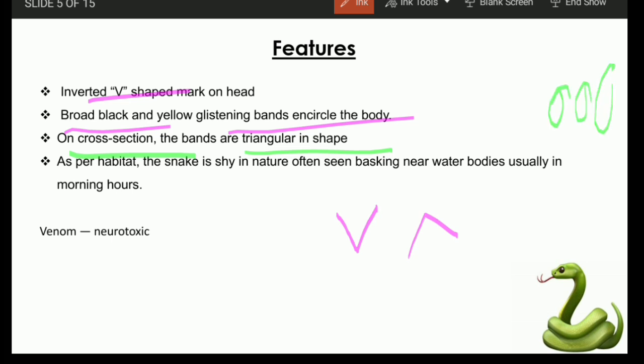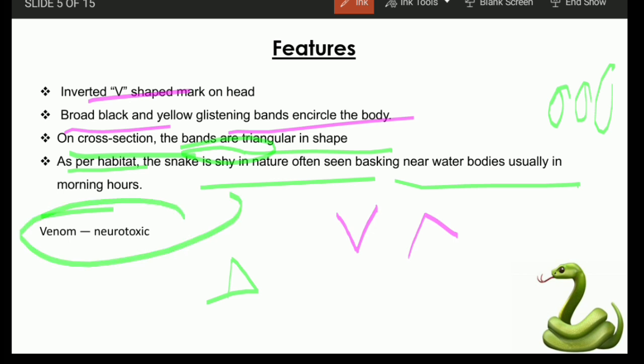Now, as for the habitat, they are extremely shy in nature. I mean, similar to your mentor, similar to me. They bask near water bodies, usually in morning hours. They are mostly shy in nature. Venom is neurotoxic as usual, similar to that of the common cobra. This is a similarity between lots and lots of snakes. All of them have a common characteristic property, that is their venom is often neurotoxic. Not every snake. Some snakes may have venom which is myotoxic in nature. So we will read about them, we will discuss each one of them.